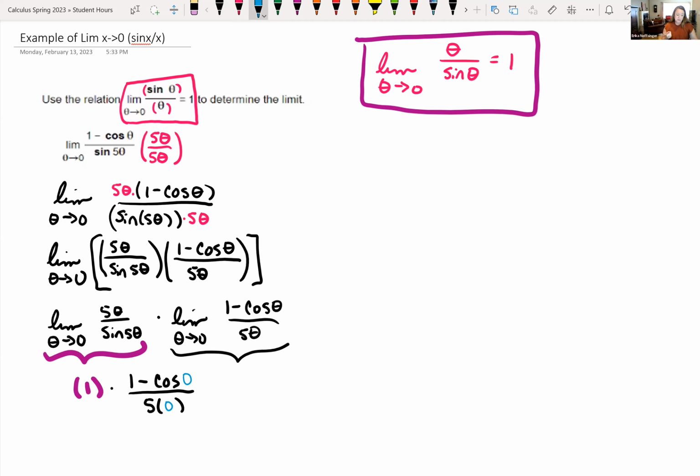So I have a problem again with the second limit that we just took, because I'm seeing that 1 minus cosine of 0, 1 minus 1 is 0, all over my denominator of 5 times 0, which is also 0. So I'm again getting an indeterminate form for that second limit. And so again, I need to go back here and manipulate this.